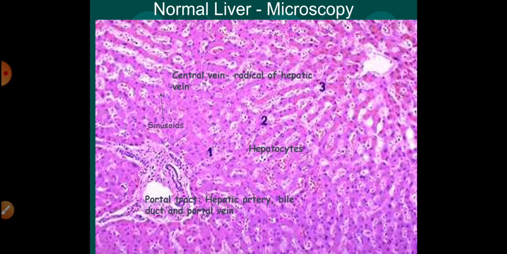This is the architecture of liver under the microscope. You are seeing a portal tract with hepatic artery, bile duct, and portal vein. The central vein, a branch of hepatic vein, and cords of hepatocytes extending from the portal tract to the central vein. The cords of hepatocytes are separated from the other cords by dilated sinusoids. The sinusoids are filled with blood derived from portal vein and the hepatic artery.